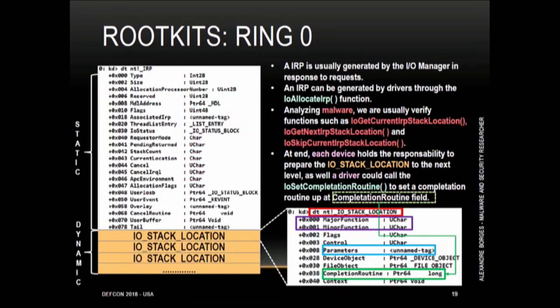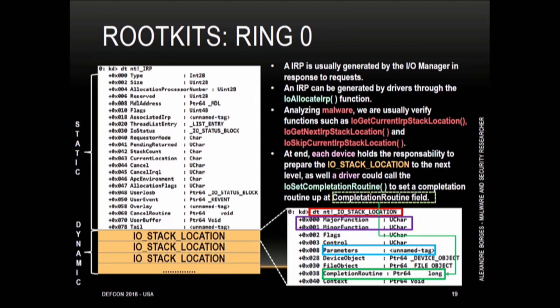Here we have the IRP structure composed of a static part and a dynamic part. The dynamic part is composed of IO stack locations. So each IRP is created by calling the IoAllocateIrp function, and as I mentioned before, this function and the other three in your head are interesting functions to be analyzed when you are reversing a malware.